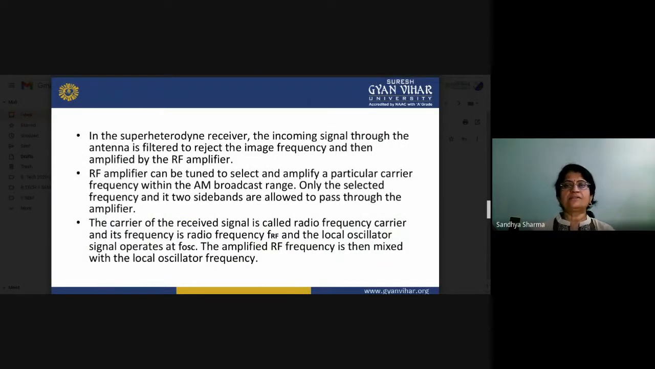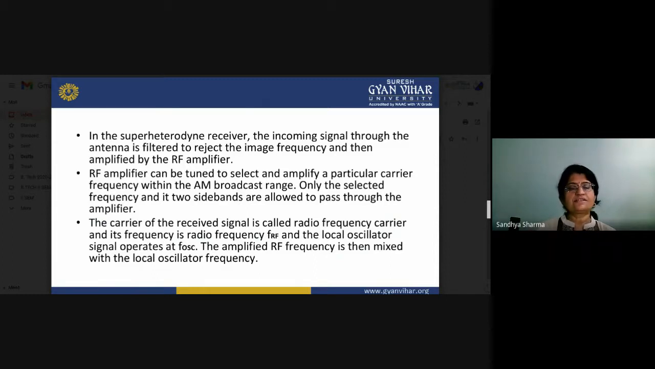In the superheterodyne receiver, the incoming signal through the antenna is filtered to reject the image frequency. There is the image frequency, and the same difference that we maintain between the two frequencies will be maintained by the image signal. The RF amplifier can be tuned, so only the selected frequency will be used and amplified. The selected frequency and its two sidebands are allowed to pass, which means only two sidebands are allowed to pass through this system.